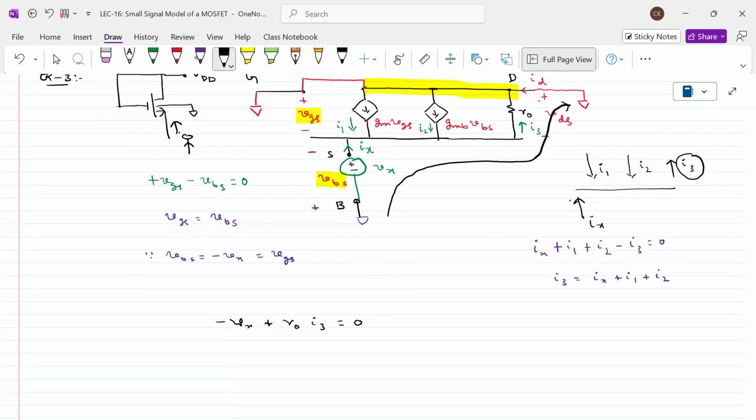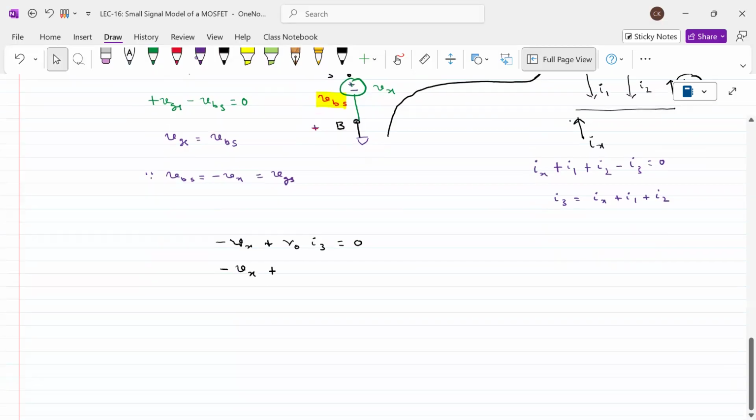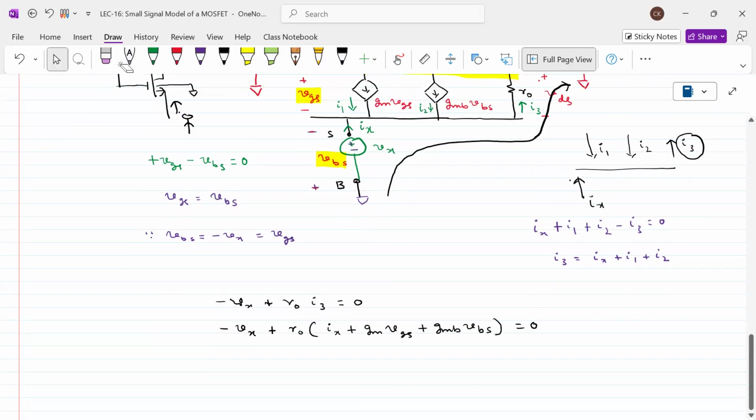What is I3 here? What is the I1 here? Yes, gm into... So first of all, Ix. What is the Ix? Ix is the same Ix only. Plus gm into VGS plus gmb into VBS equal to 0. Do you agree with me? So a little bit of network theory is required.